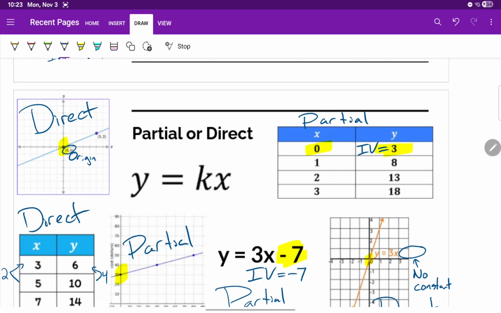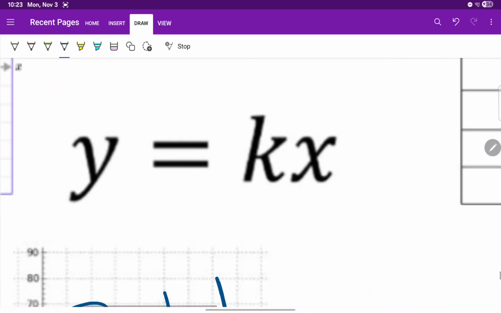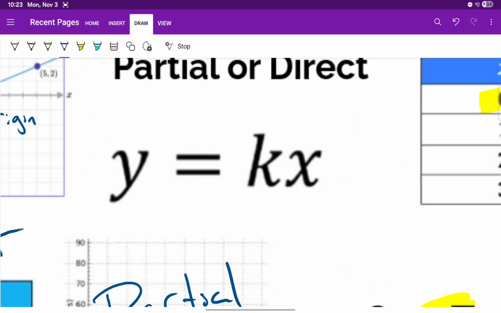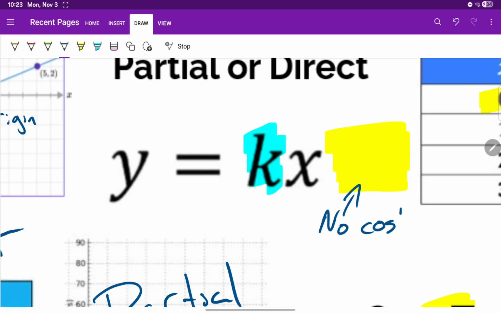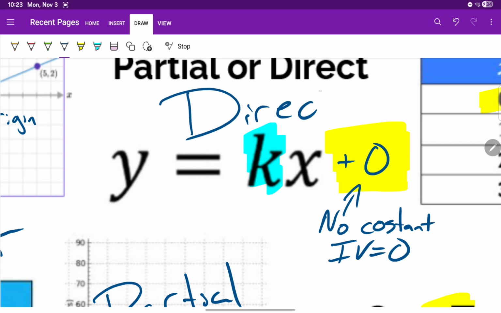And my last example, ooh, this one's pretty tricky. It's just an equation with all variables. Well, this is a coefficient. Where's my constant? There is no constant. No constant. Which means my initial value is 0, right? This is like plus 0. Therefore, this one is direct.